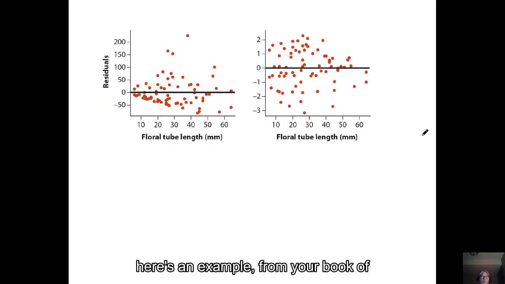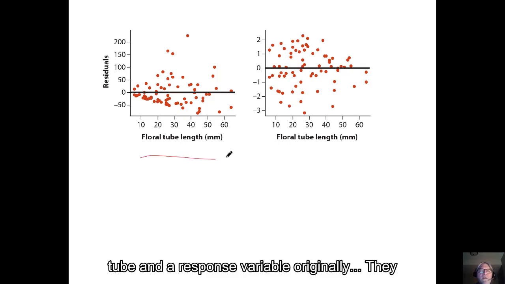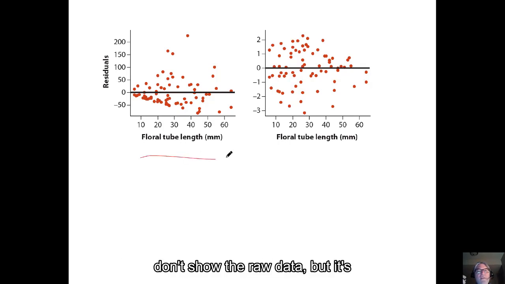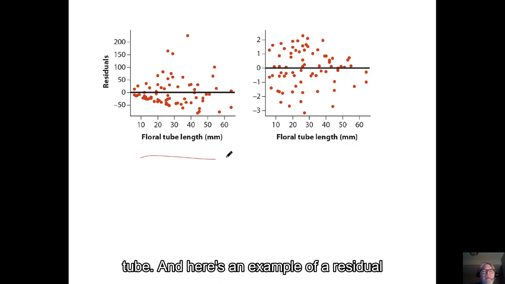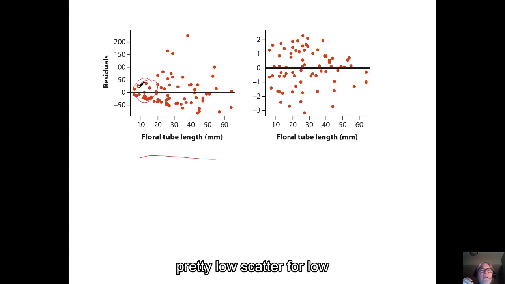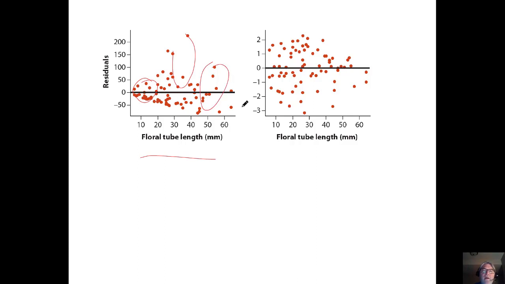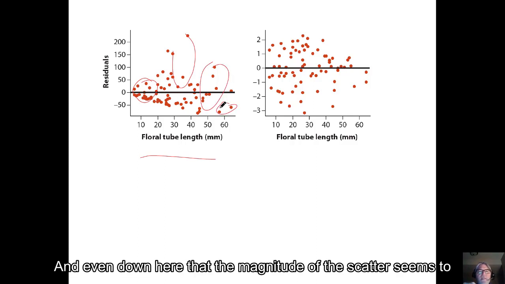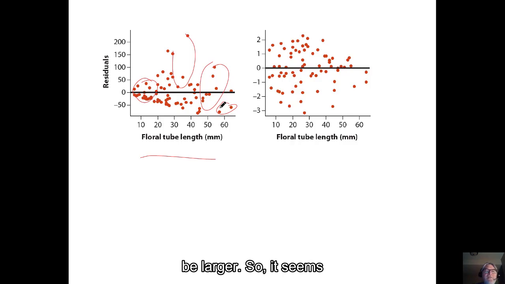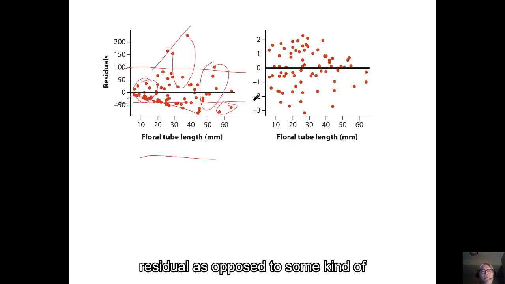So here's an example from your book of looking at floral tube and a response variable. Originally, they don't show the raw data, but I believe it's the number of pollen grains as a function of the length of the floral tube. And here's an example of a residual plot they made, and it looks a little suspicious. It seems to be pretty low scatter for low floral tube lengths, and then you get some really big scatter up here. And even down here, the magnitude of the scatter seems to be larger. So it seems like it's sort of a funnel relationship with the residuals as opposed to some kind of even amount of scatter across the entire residual plot.